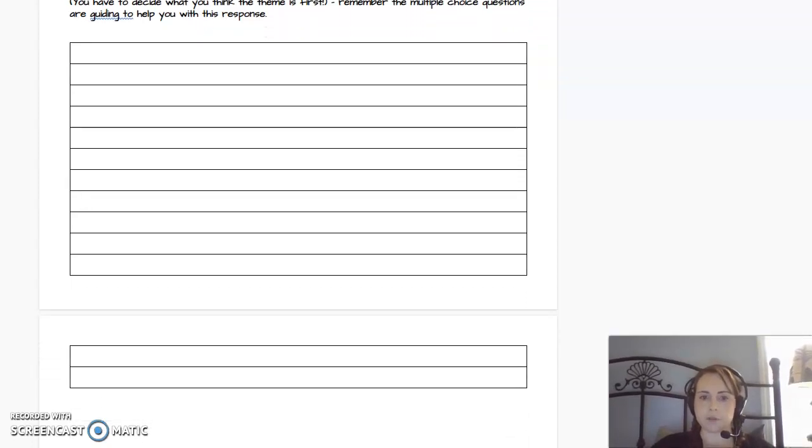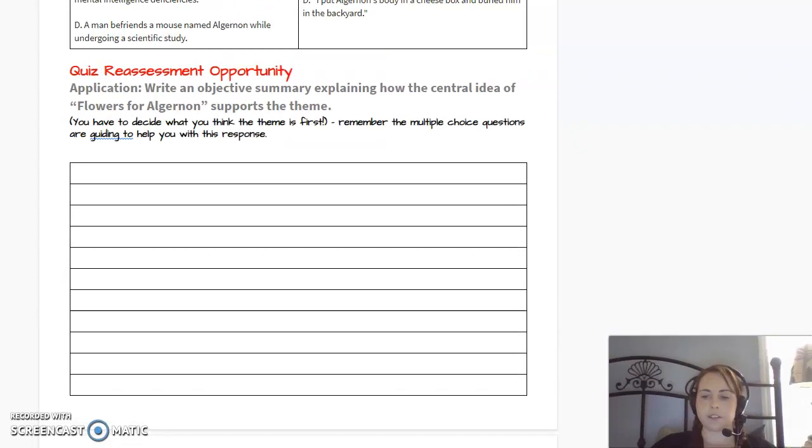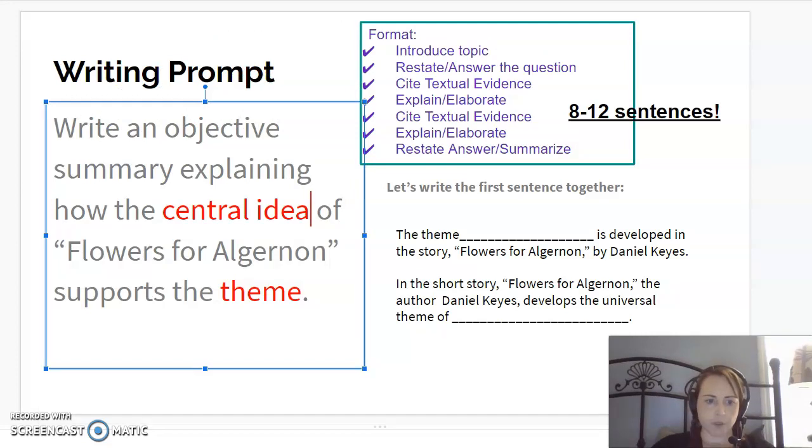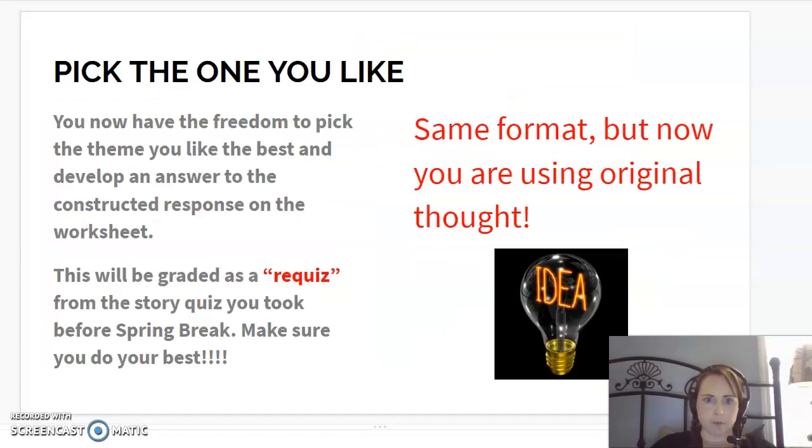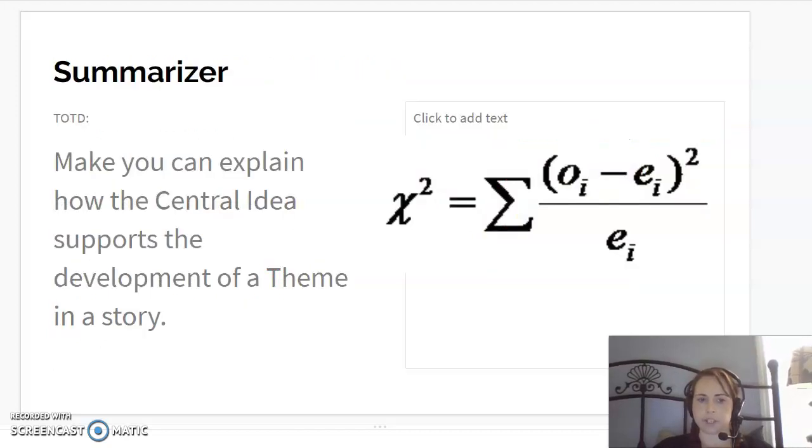So this is your assignment for today. You are writing this constructed response. Guys, this is the piece I'm grading. I want to see that you filled out the notes and you've went through the lesson, but I am grading the constructed response. Now, you have the freedom to choose the theme you like best, and if you don't want to use the theme in the questions, but this is your assignment for today.